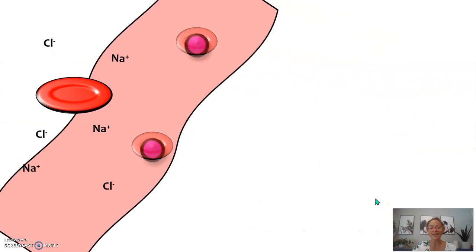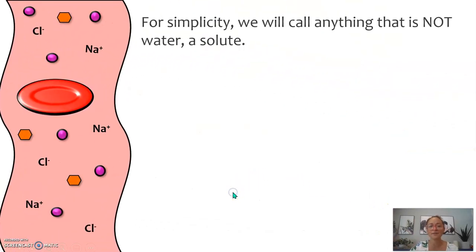So let's go ahead and think about this. Here, for simplicity, we're going to talk about anything that is not water. We're going to call it a solute. So in this diagram on the left, we would talk about the sodium, the chloride, maybe the proteins, glucose. Those are all going to be solutes in the external environment of this red blood cell. Now, inside the red blood cell, there's also solutes, right? Like inside the cell, there's organelles, there's proteins, there's ions, there's going to be things that are also not water.